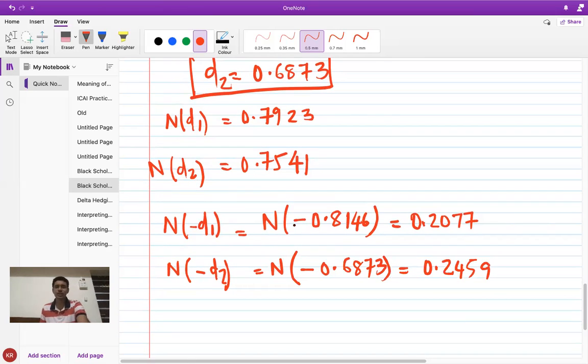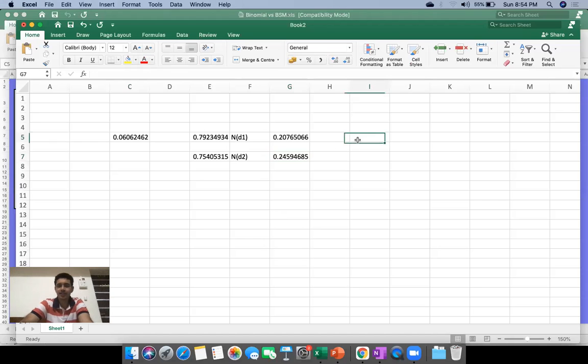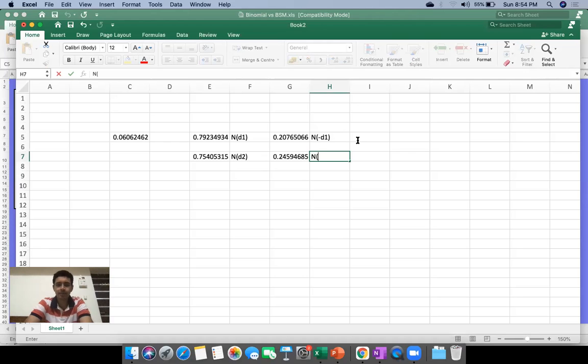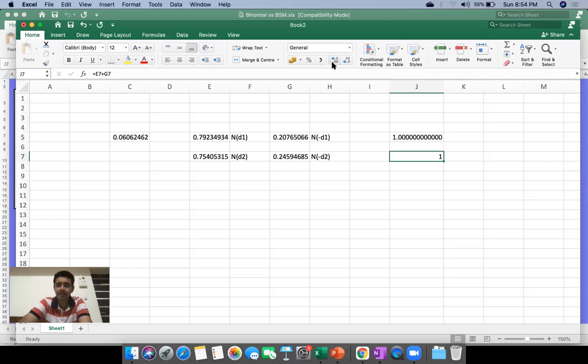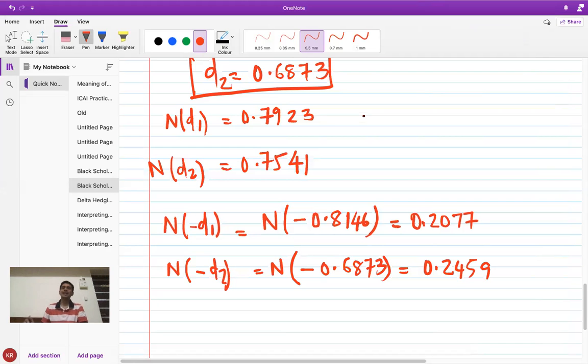If you actually notice, this is N of minus D1, and this is N of minus D2. If you see, N of D1 plus N of minus D1 is going to be equal to 1. Similarly, N of D2 plus N of minus D2 is also going to be equal to 1. Not approximately, it is going to be exactly equal to 1.